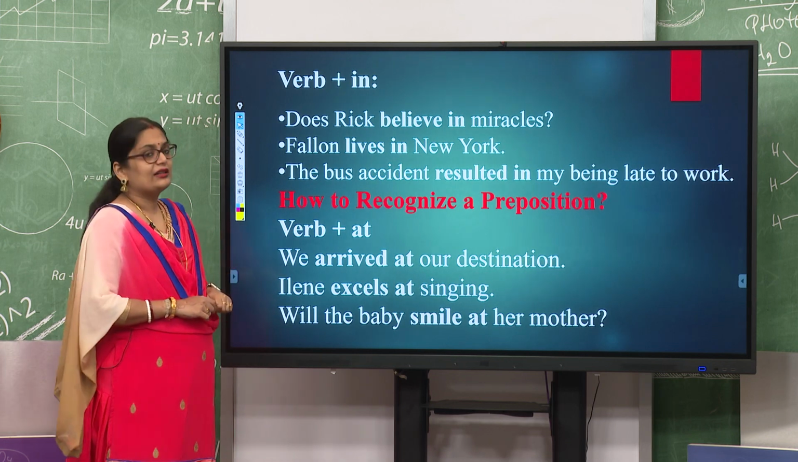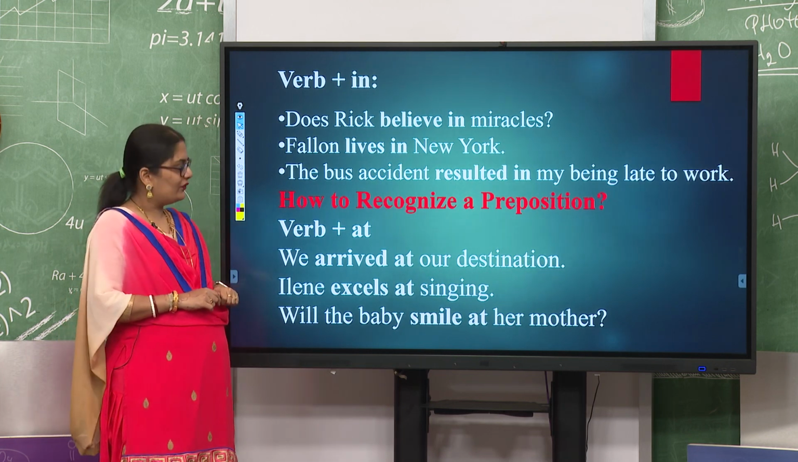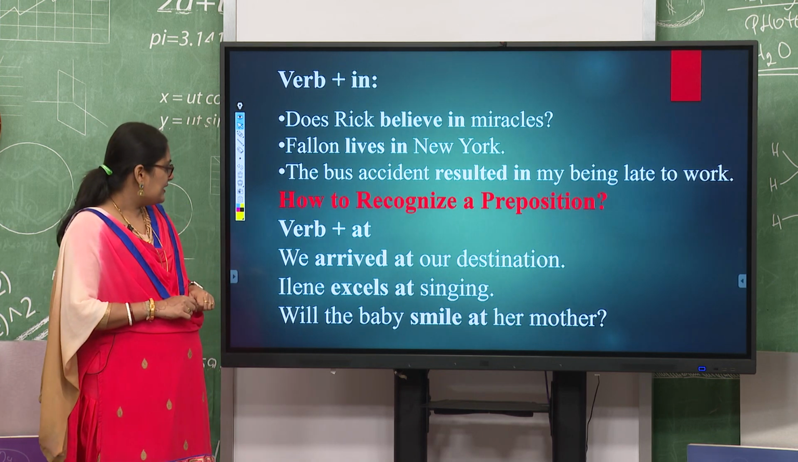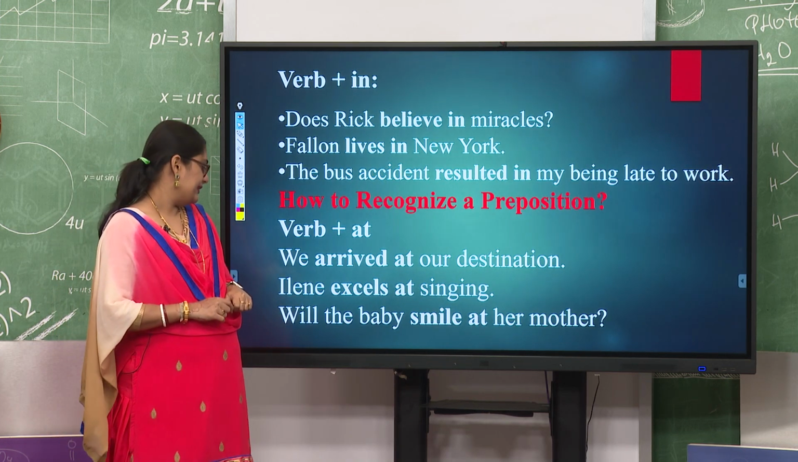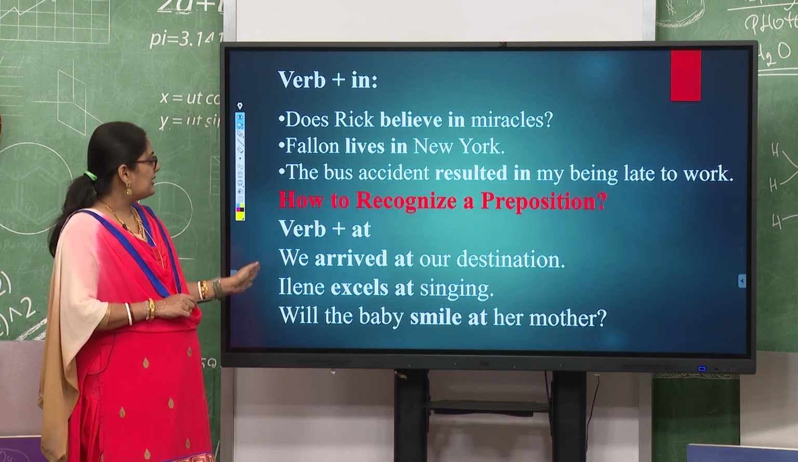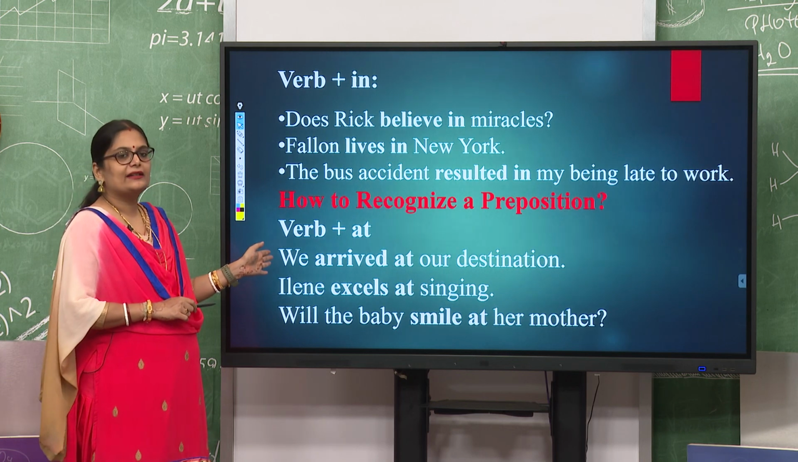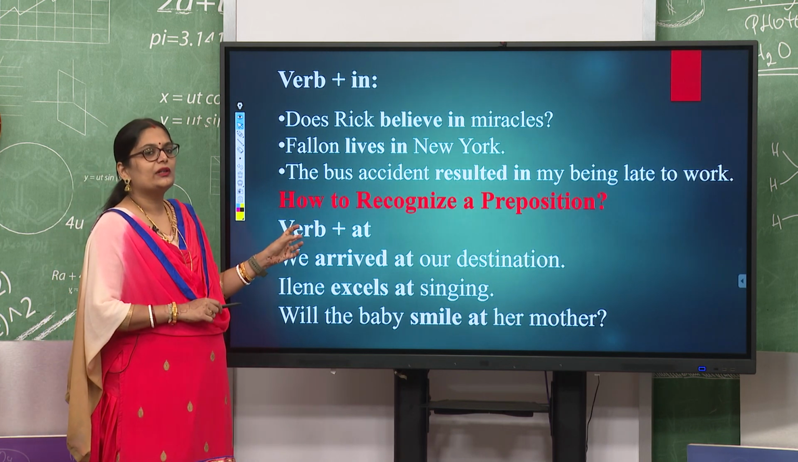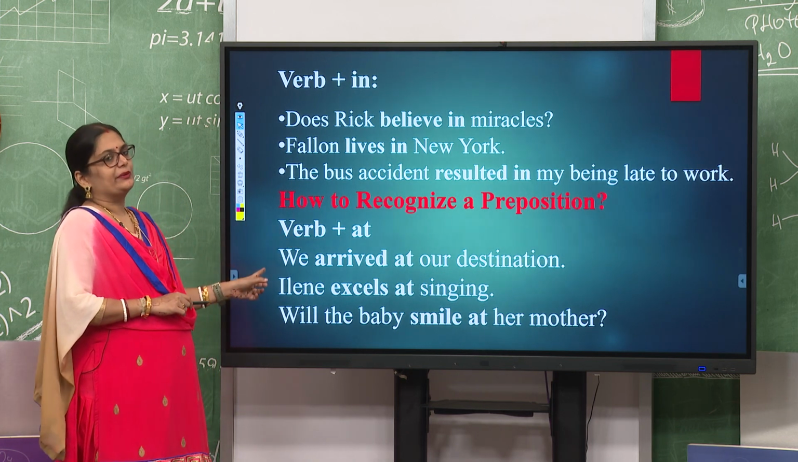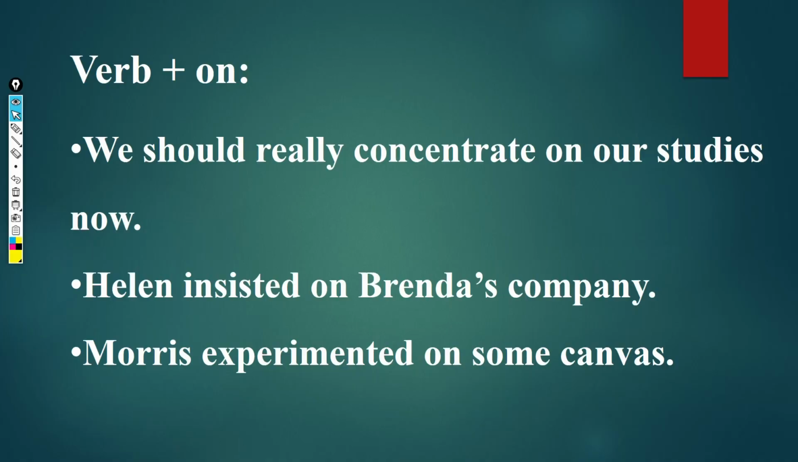Now, look here how at has been used. We arrived at our destination. Eileen excels at singing. Will the baby smile at her mother? So, these are the three particular examples that demonstrate the use of the word at as a preposition in combination with a verb.